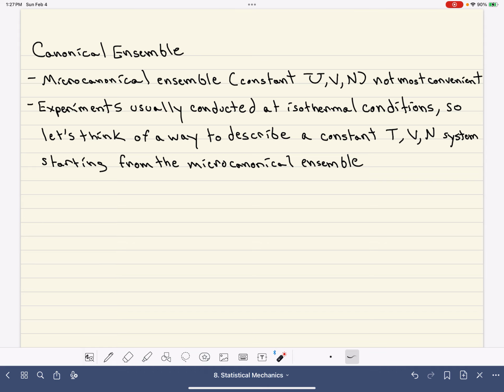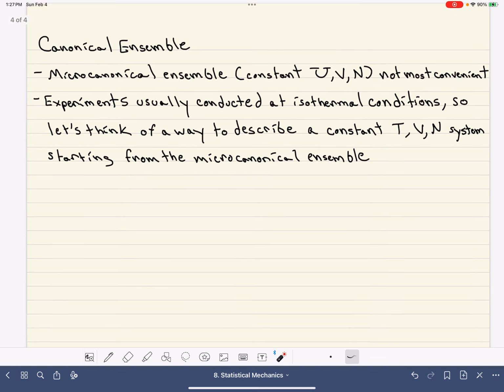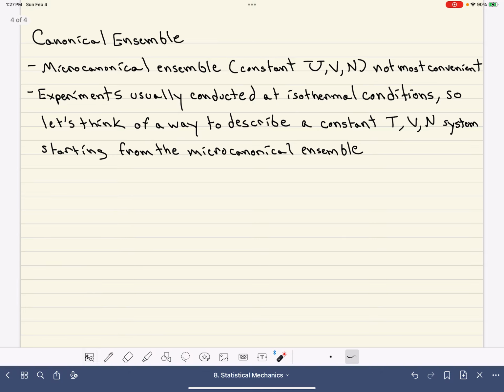But in an actual experiment, considering the fact that internal energy is something that can't be directly measured, it's not the most convenient thing to think about a system in which we keep the internal energy constant. Rather, typically when experiments are done, they're performed at isothermal conditions. So you set the temperature of your system to some value, and you do everything you can in order to maintain that temperature.